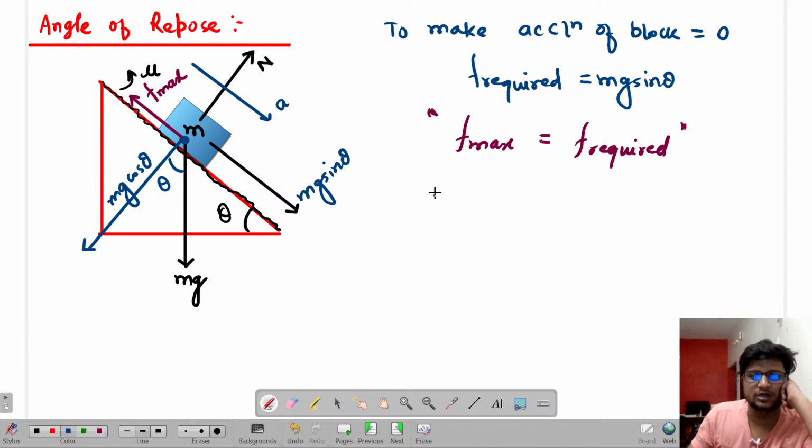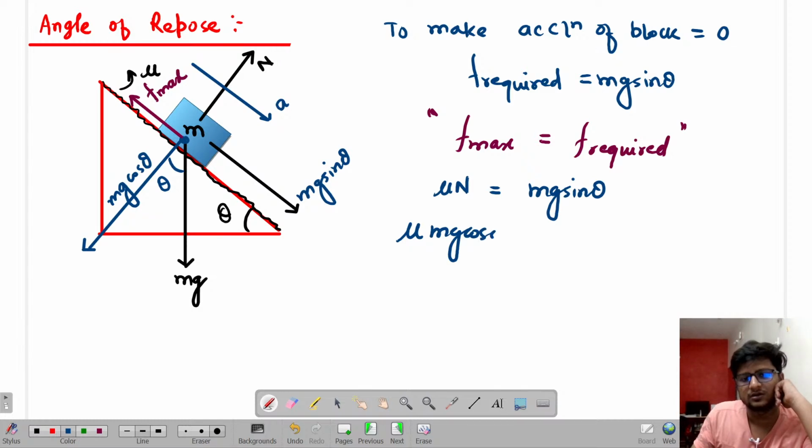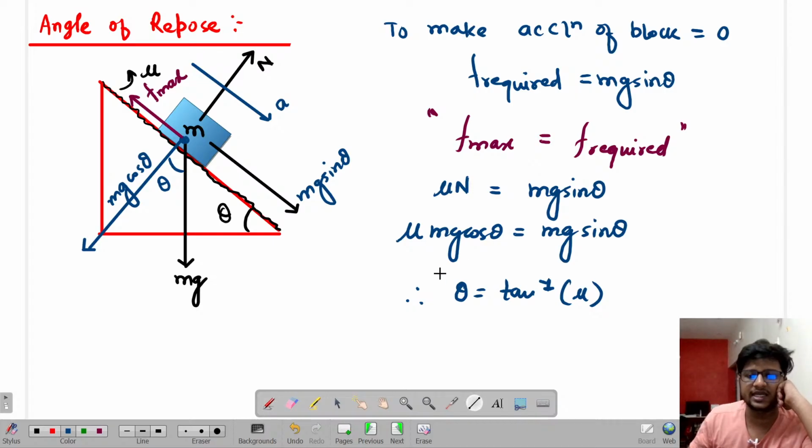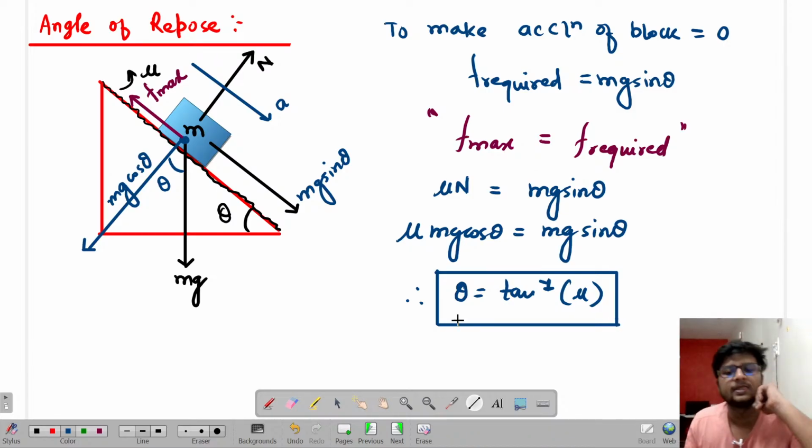Now the value of F max is how much? Mu into N, and that is equal to mg sin theta. Mu we know, and N is mg cos theta, which is equal to mg sin theta. So this means that theta must be equal to tan inverse mu. If you set the inclined angle theta equal to tan inverse mu, then whatever the block, whatever its mass, this block will never ever slide. Is that clear or not?